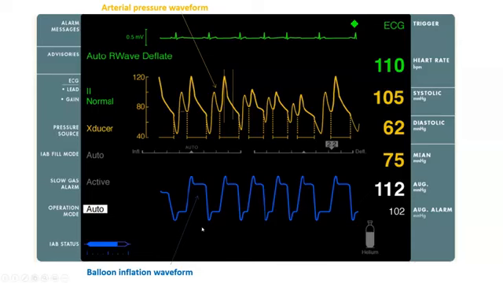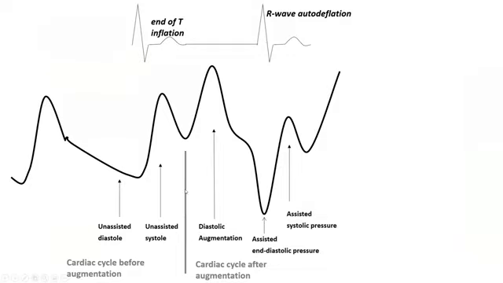The aortic waveform. Imagine this is the aortic waveform before augmentation. Those are cardiac cycles before augmentation. And here we're starting augmentation. So I will explain to you what happens. The balloon pump inflates here. The balloon pump inflation occurs at the dicrotic notch, so much so that it effaces the dicrotic notch. You should not see the dicrotic notch anymore. It fuses with it. So it occurs at the dicrotic notch, which corresponds to the end of T. We call it end of T inflation.